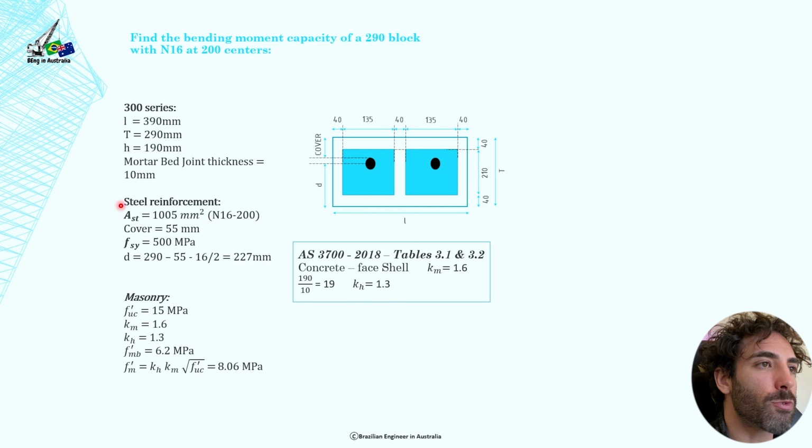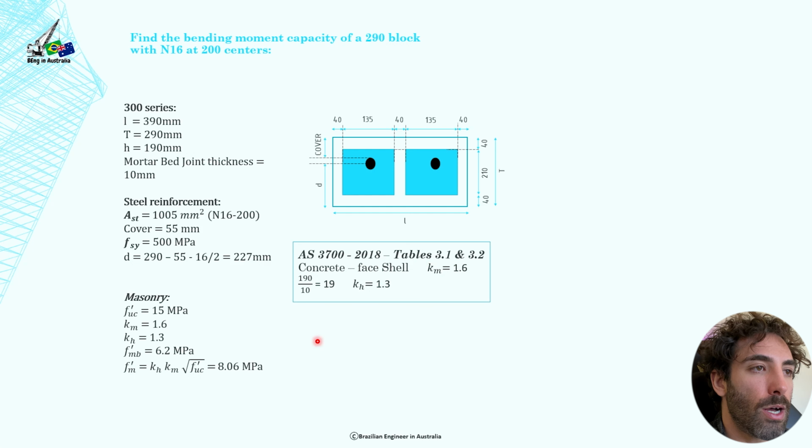And the steel reinforcement, N16 at 200, will give us a 1005 millimeters squared area of steel. Cover, we're using 55 millimeters. The yield strength of the steel is 500 MPa, and the effective depth is 290, which is T, minus cover, minus half of the diameter of the bar, and we get that the effective depth is 227 millimeters.